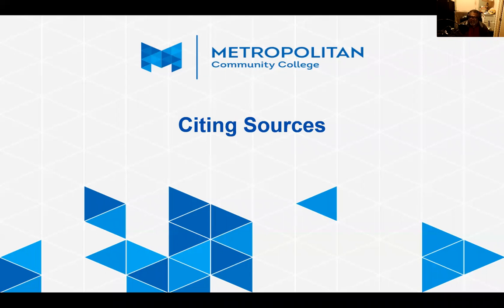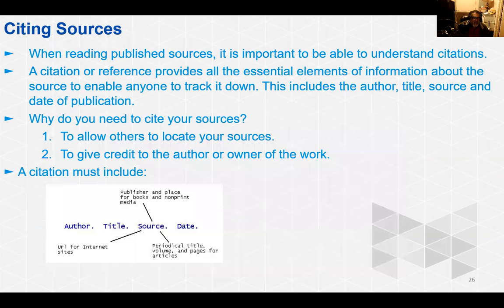So let's talk about citing your sources because that's always a real important one to know. We know that we need to cite our sources in order to make sure that we give credit to where credit is due. When reading published sources, it's important to be able to understand citations. A citation is a reference that provides all the essential elements of information about the source to enable anyone to track down this information. This includes the author, title, the source, and the date of the publication.